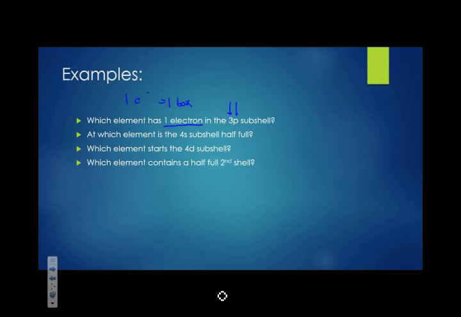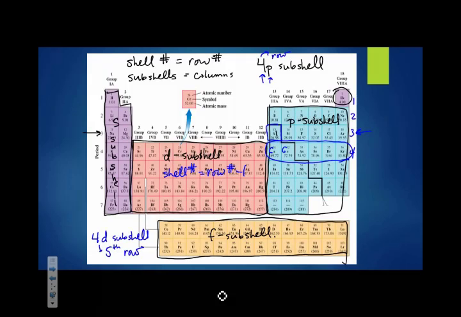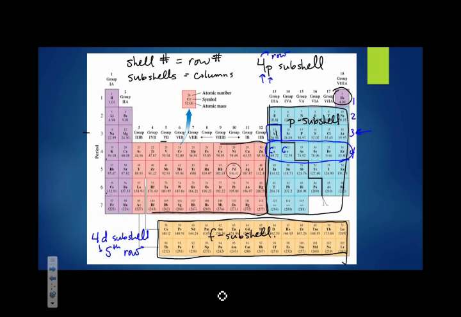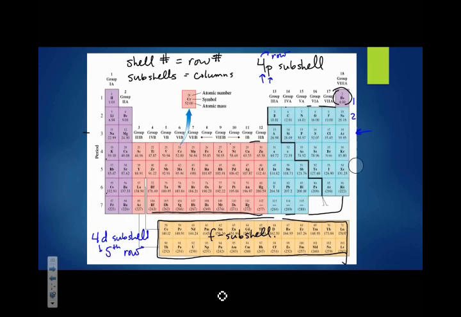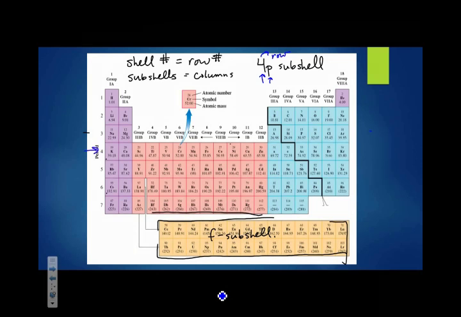At which element is the 4s subshell half full? So let's find the 4 s's. I'm going to erase a little bit so we can clean this up so it's not confusing or distracting to you. Okay, all right, we're looking for the 4s. So we find the 4th row. The s block is right here. Now, I see that there's 2 boxes there, so there's 2 electrons. Half full would be 2 divided by 2, which is 1. So in specifics, we're talking about potassium.